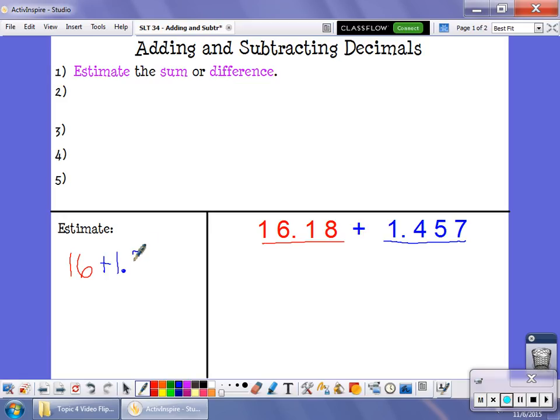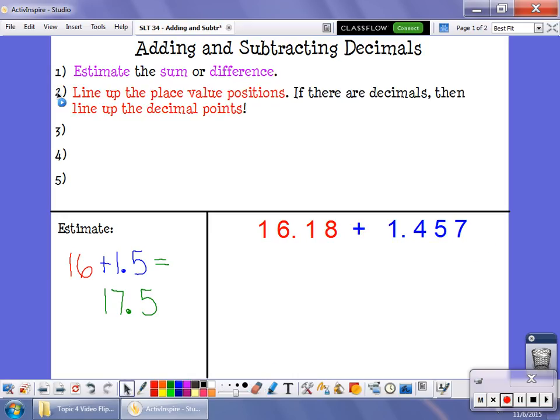So I'm going to estimate that my answer is going to be close to 16 plus 1 1/2, which is 17 1/2. Okay, now it's time to do my problem. Step number 2 is that we need to rewrite these numbers to make our problem, and we want to line up our decimal points. The way I always do this is I imagine a line. Imagine this is an imaginary line here. That line is where my decimal points go.